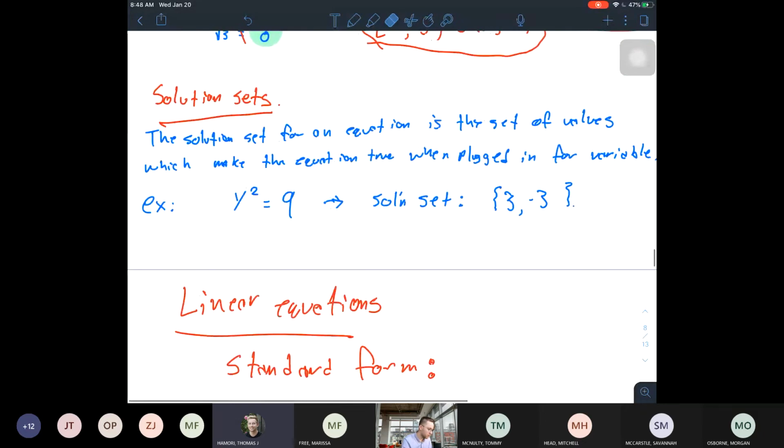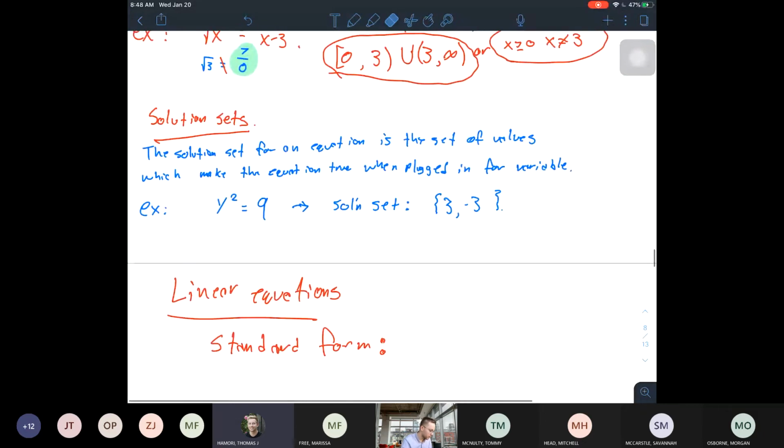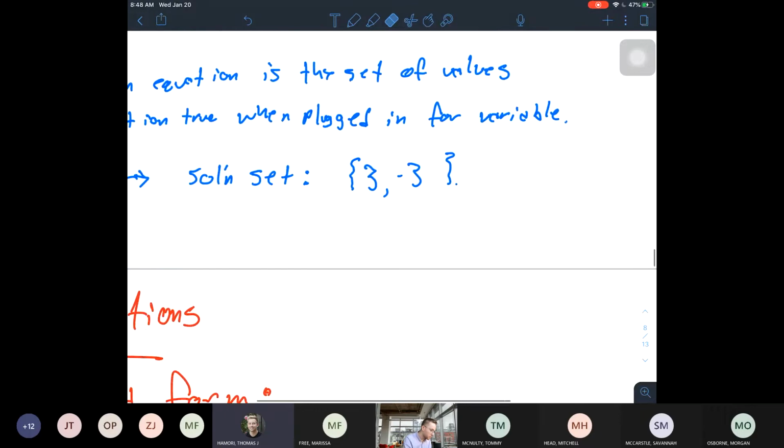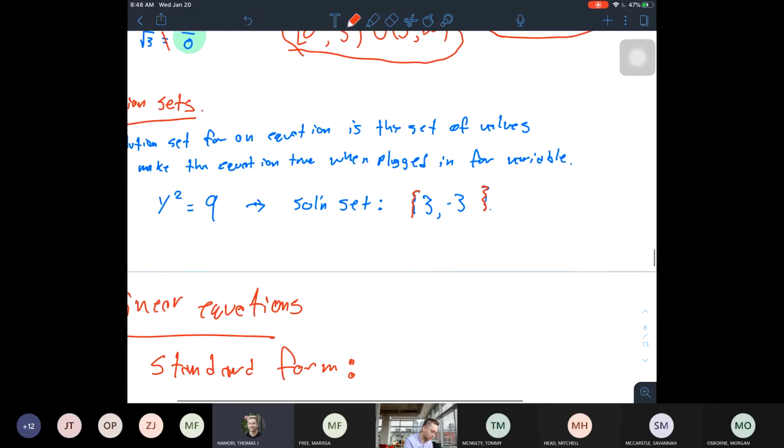This is an example of the solution set for this equation. We have y squared equals 9, and there are two numbers which we can plug in which are going to make it true. So the solution set is the set which contains both of those numbers. You can think of these brackets as being like our bucket, and inside our bucket we put all of the numbers which are going to make this equation true. So 3 is one of those numbers, so we throw it in the bucket, and -3 is another one, so we throw it in the bucket.